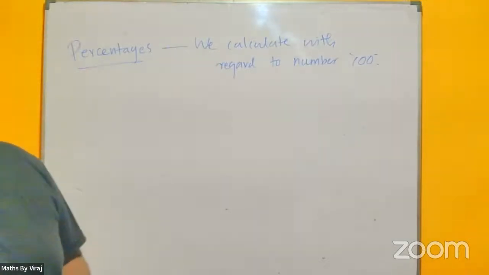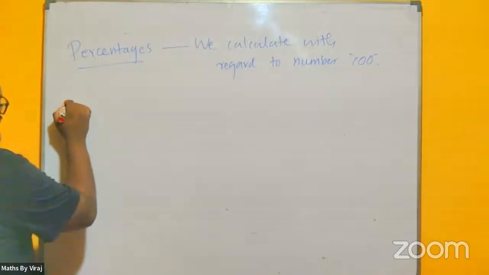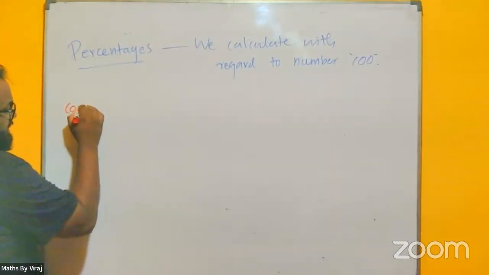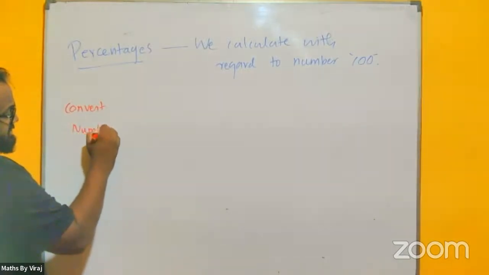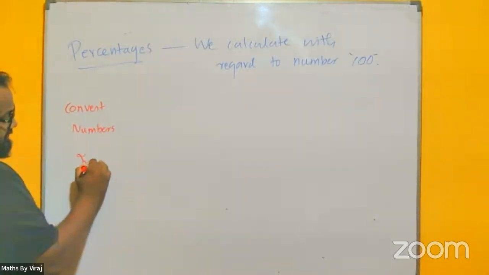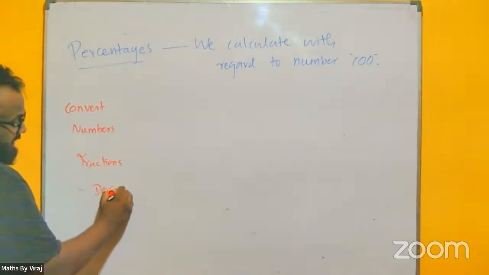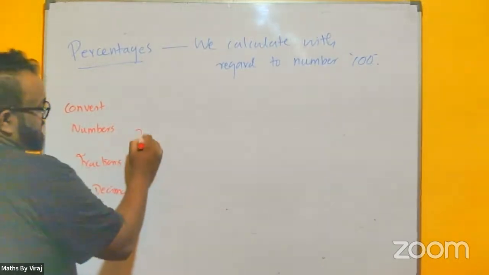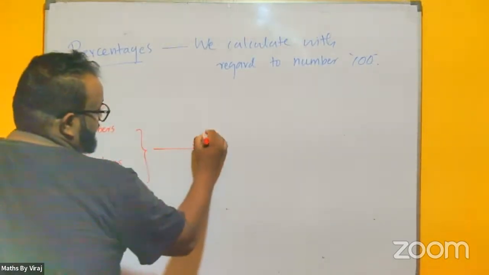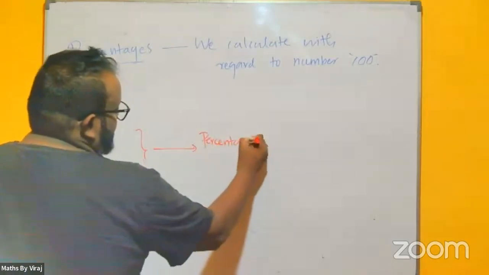Now let's try to understand this. Convert numbers, fractions and decimals. How to convert fractions, numbers and decimals to percentages? I'm going from the very beginning.